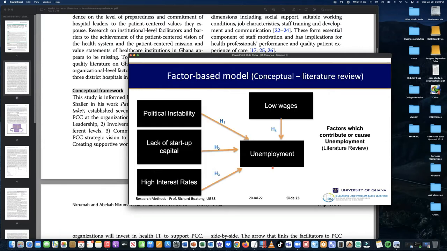So look at this one. This is a factor-based model. The factors I just put together pointing to unemployment. This is coming from the literature review. So we saw that we can come from the literature review, like we saw Abekan Kromers, where it came from the literature review. Okay.